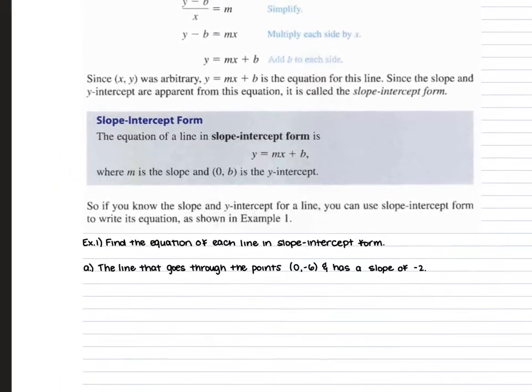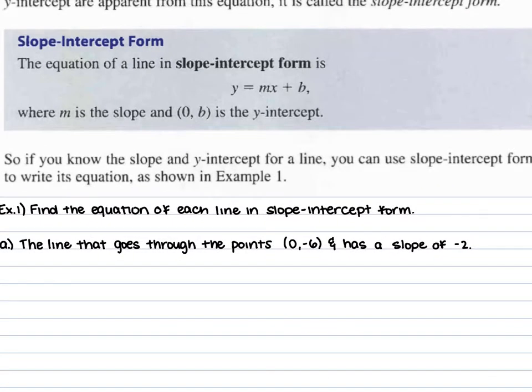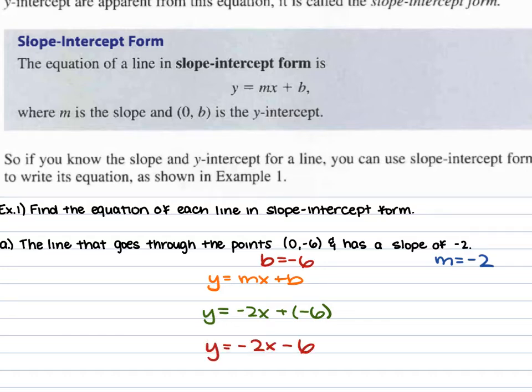So if we look at example 1, it tells us to find the equation of a line in slope-intercept form using that the line goes through the point (0, -6) and has a slope of -2. So from the (0, -6), that's our y-intercept, we get our b value. So b here is equal to -6, and our slope, which is m, is equal to -2. So we're just going to plug this into y equals mx plus b to get y equals -2x plus -6. Now, we do simplify that plus and minus next to each other, so it's just going to give us y is equal to -2x minus 6.